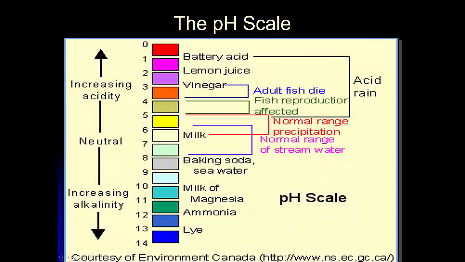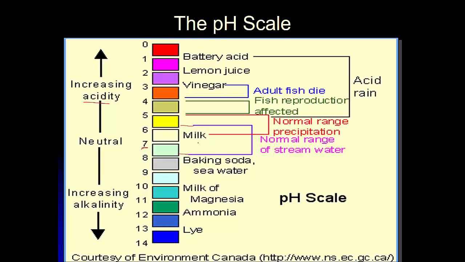If we take a look at a pH scale to give you a better idea of where we're at, here's 7 in the middle. This is neutral. Pure water would be here. The normal range for stream water is from about 5.6 up to about 7.6. That's average. The normal range of precipitation is as low as 5 or as high as 6.5. So again, increasing acidity. If you have an acid rain situation, then it's even more acidic than that.